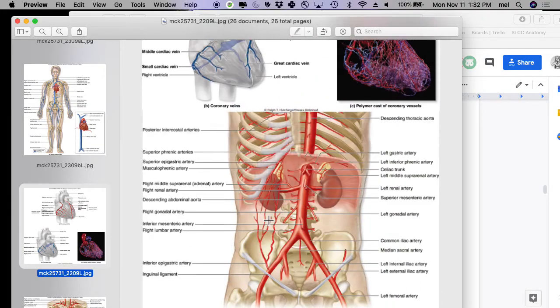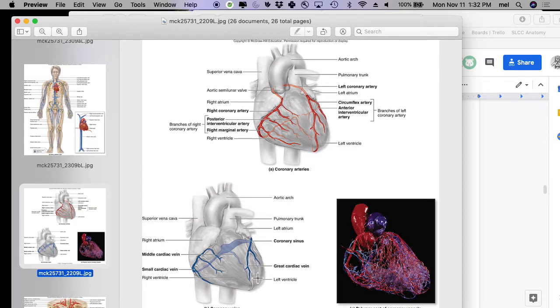And then the blood comes back through the great, middle, and small cardiac veins: coronary arteries, cardiac veins. Yes? Okay. And then those all three dump into what vessel? Coronary sinus, which dumps into which chamber? Right atrium. Cool? Okay. So we already did that one.